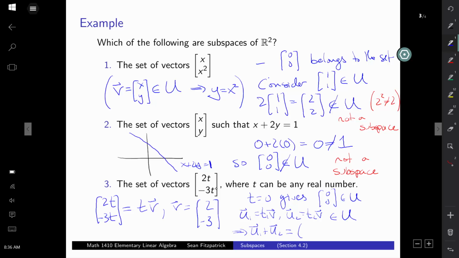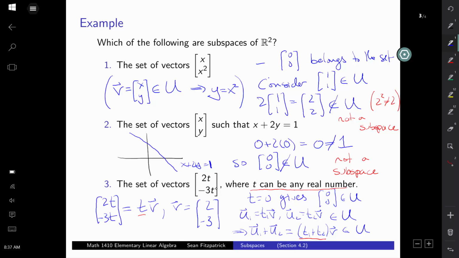I can factor out the v. I can write that as t1 plus t2 times v. It's still of this form, scalar times v, right? So in this case, t would be equal to t1 plus t2. If t1 is a real number, t2 is a real number, then t1 plus t2 is also a real number, and the condition here says t could be any real number, and so that means that this sum also belongs to U. And then similarly, you could check that it's closed under scalar multiplication.